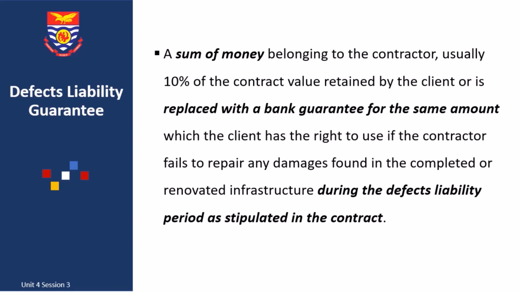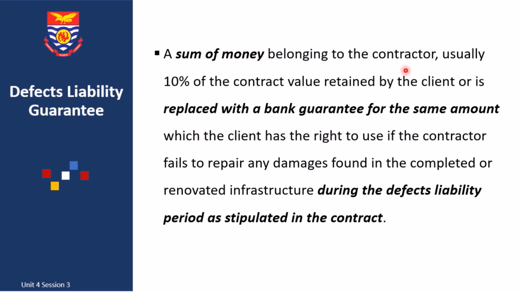So defect liability guarantee is basically a commitment or a sum of money or some form of monetary loss that the contractor would suffer when they fail to repair any identified defects in the completed infrastructural works during the defect liability period.